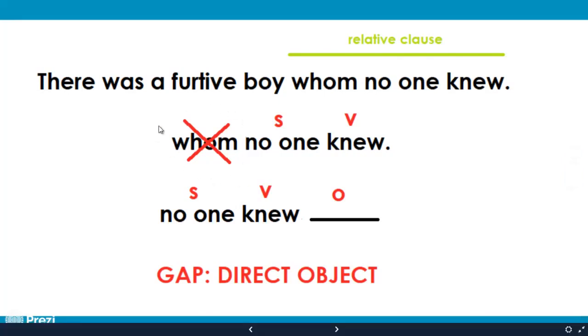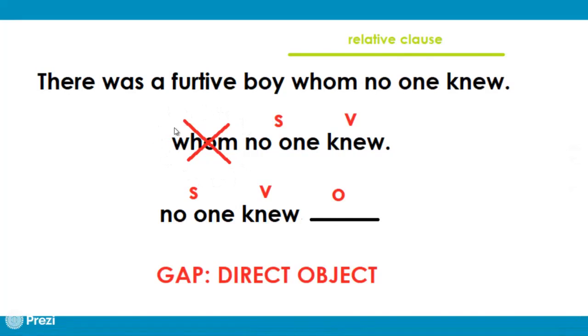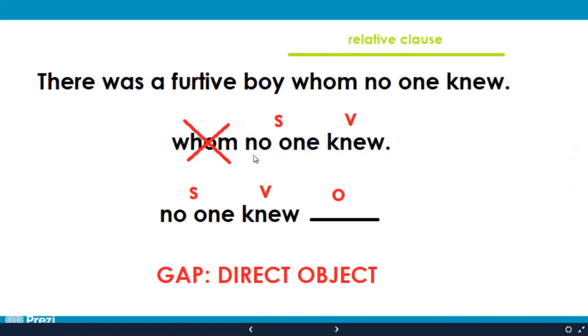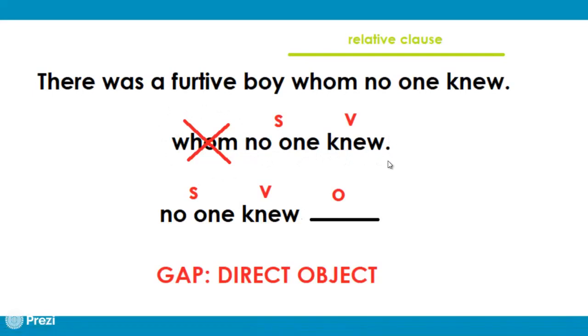So we erase the relativizer whom, in which case we still have a subject, no one, our verb, knew, which is in this case a transitive verb. And remember that what follows transitive verbs is the object of the clause. In this case, so, the missing element is the direct object. No one knew who, the furtive boy or the boy.